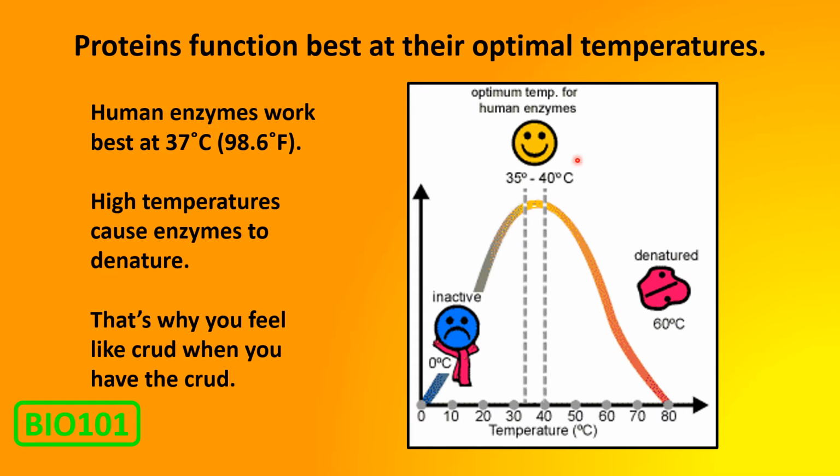So here's the little smiley-faced enzyme up there at 35 to 40 degrees C. That's optimum. Denatured proteins above 60 degrees C don't work, and neither do you.